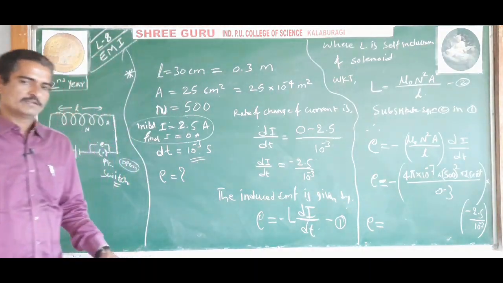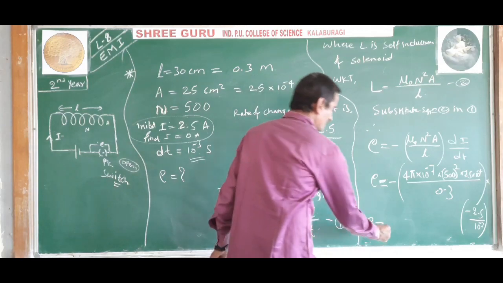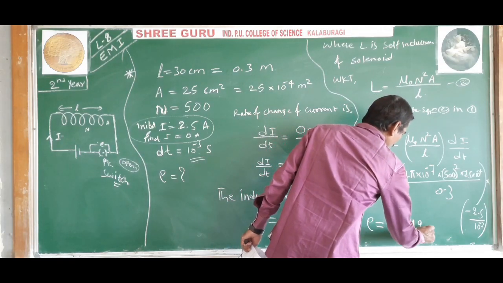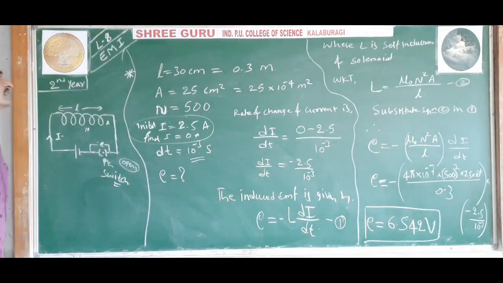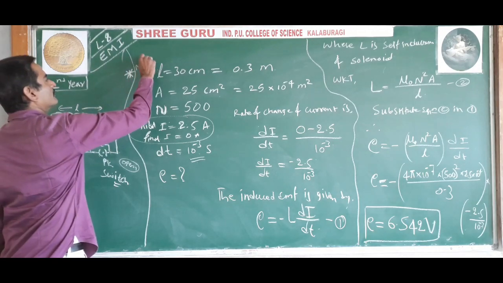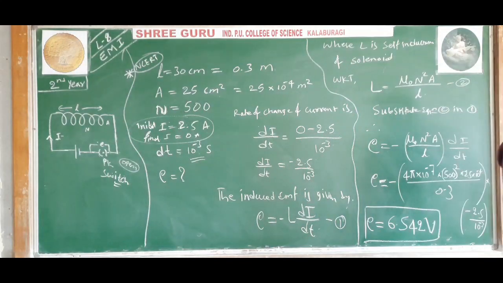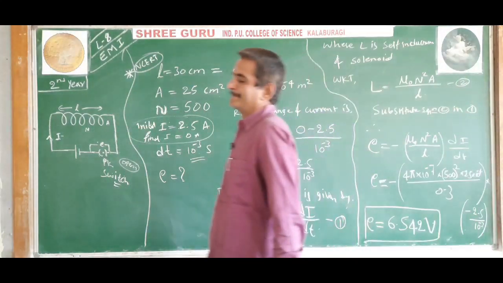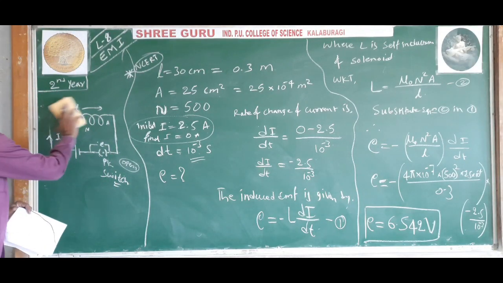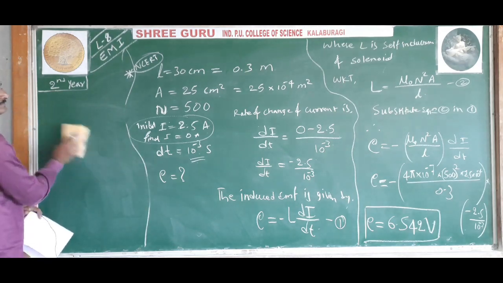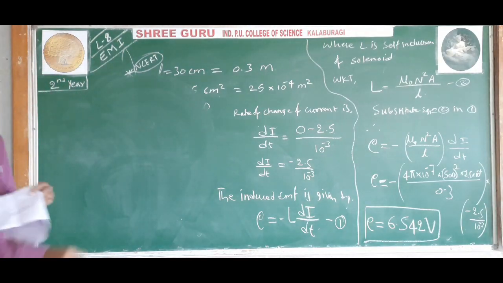I will tell the answer directly. The calculation is left to you, you have to do the calculation. Minus into minus becomes plus, so you will get 6.542 volt. This is for a theory exam. In the theory exam, a small calculator is allowed. So you will get this kind of calculation in the theory exam. Do the calculation and check it once, whether the answers are correct or not.